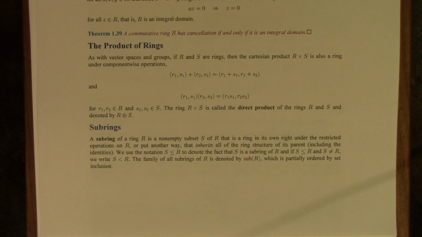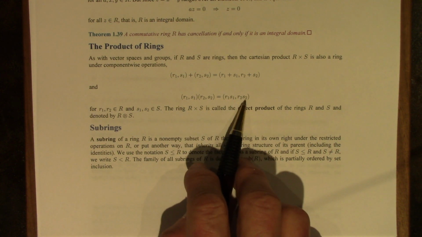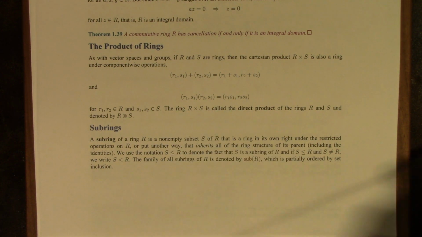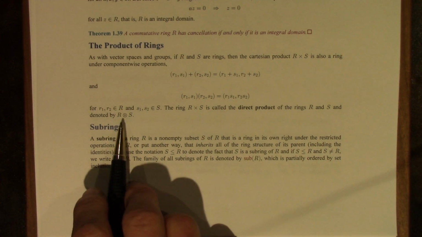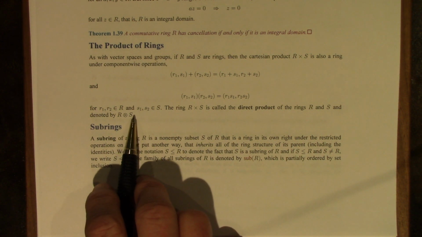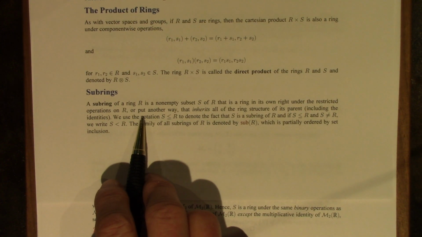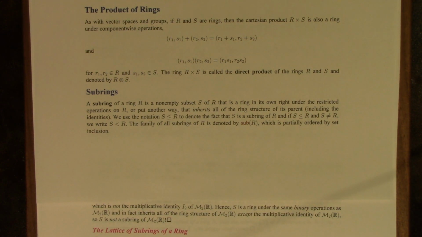As with vector spaces and groups, if R and S are rings, then the Cartesian product, R cross S, is also a ring under component-wise operations. Component-wise addition, component-wise multiplication. This ring is called the direct product of the rings R and S, and we'll use this notation here, this product symbol with a circle around it. These products fail in the case of fields. The direct product of two fields is a ring, but it's not a field in general, or ever, actually.